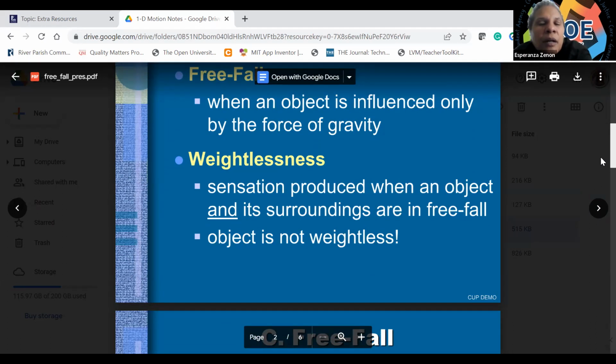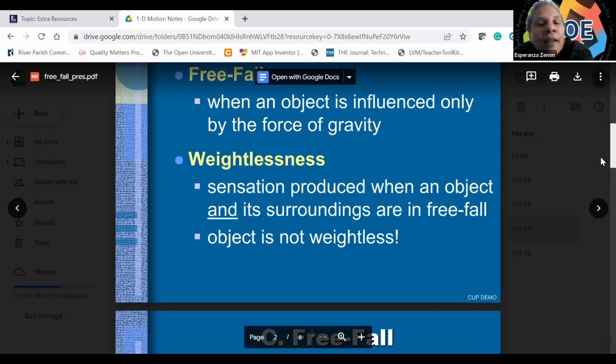And you see astronauts out in space moving around so freely. And we talk about that idea of weightlessness. Well, the thing you need to know about weightlessness is that it's just a sensation that's produced based on the surroundings of an object. It just feels like weightlessness because the object and its surroundings are in free fall. The object is not actually weightless. When you see those astronauts out there, they're not really weightless. They have weight. It just seems like it because of their surroundings, because they're in a craft or a rocket that is free falling.